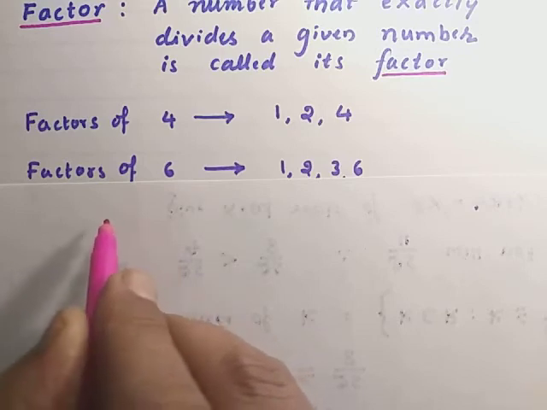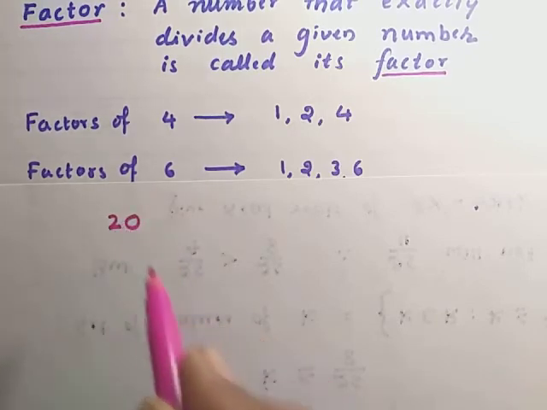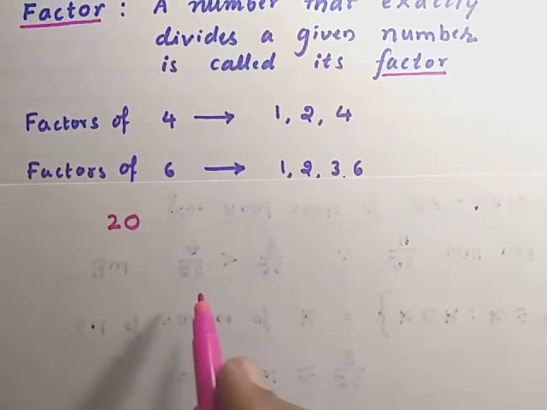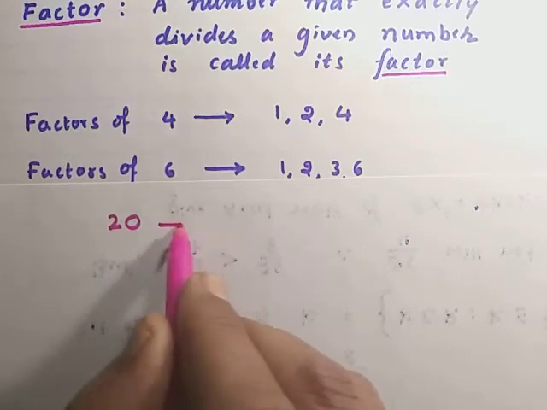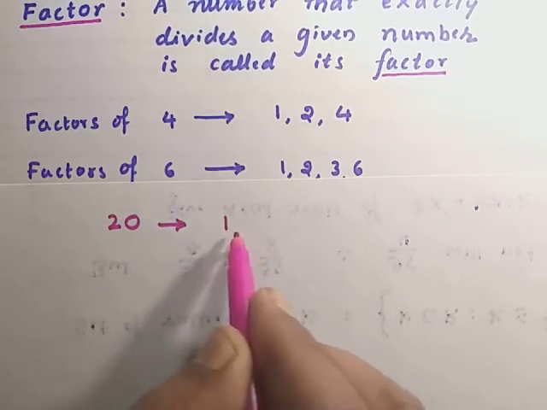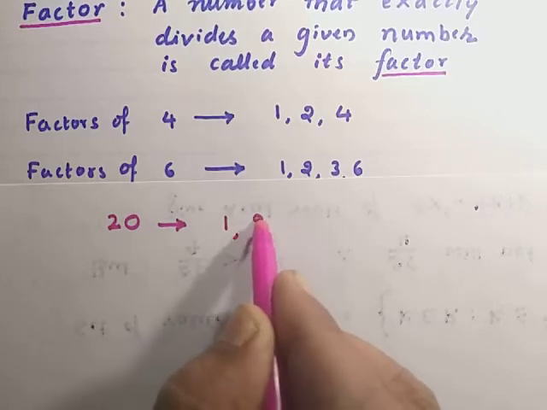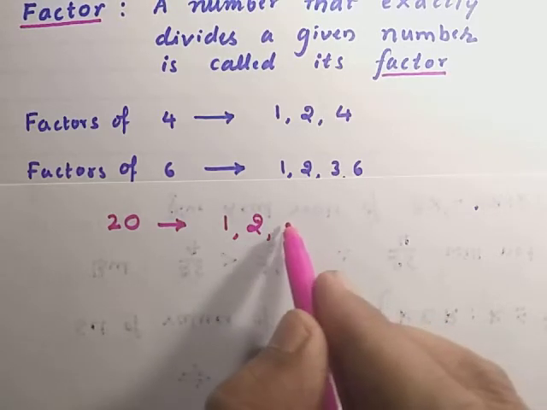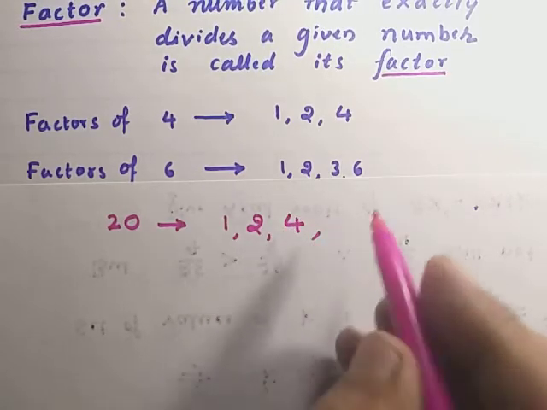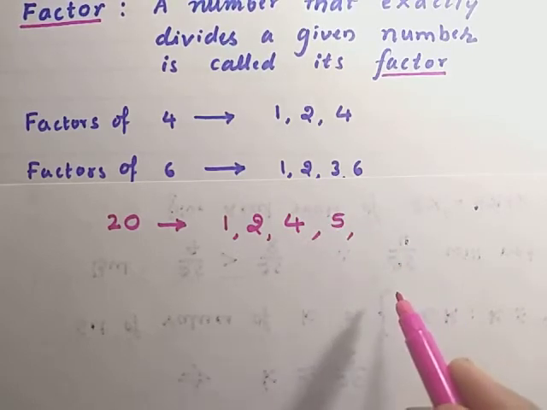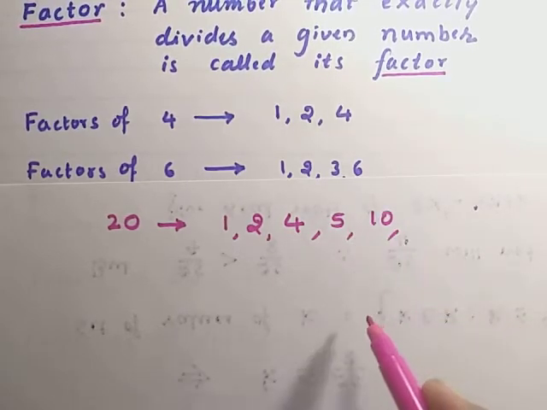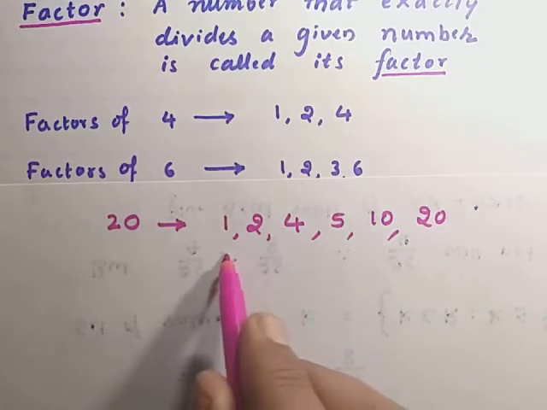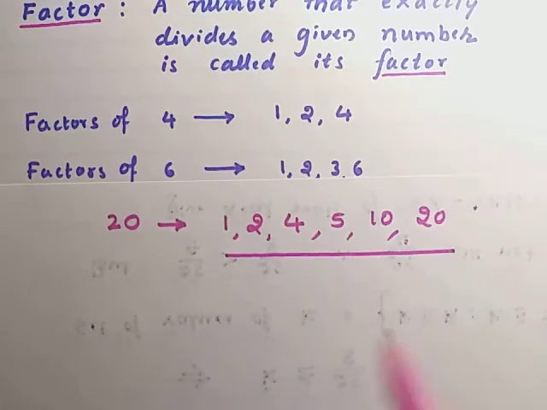Let us take 20 as an example. The factors of 20 are, let's begin with 1. 1 divides 20, 2 divides 20, 4 divides 20, 5 divides 20, 10 divides 20 and 20 divides 20. Therefore, 1, 2, 4, 5, 10 and 20. These are the factors of 20.